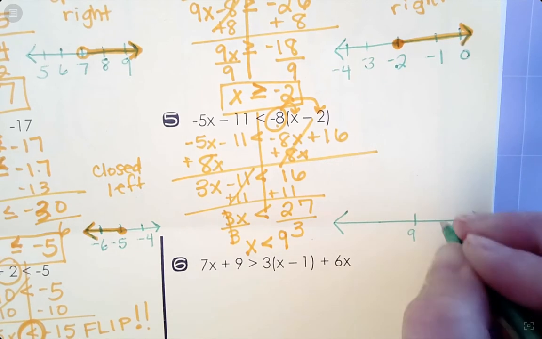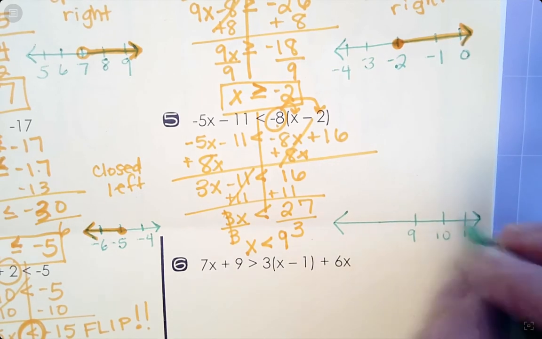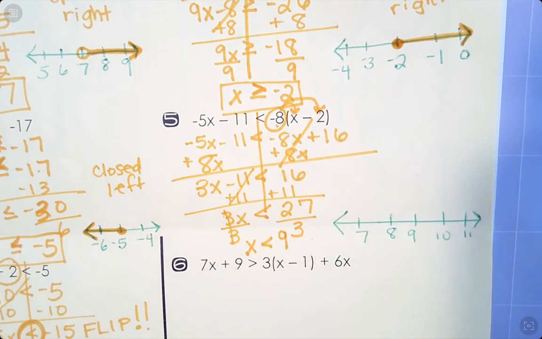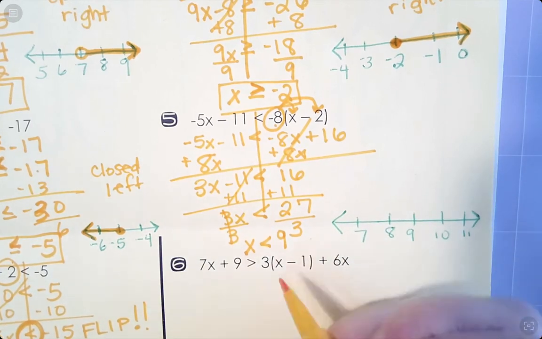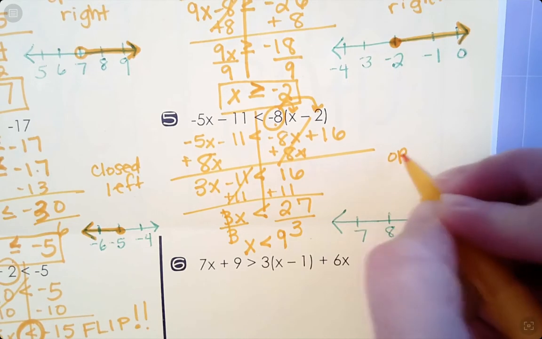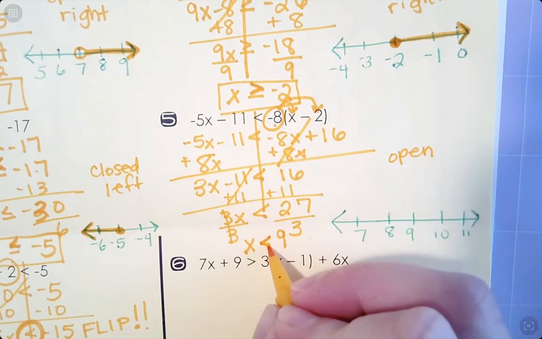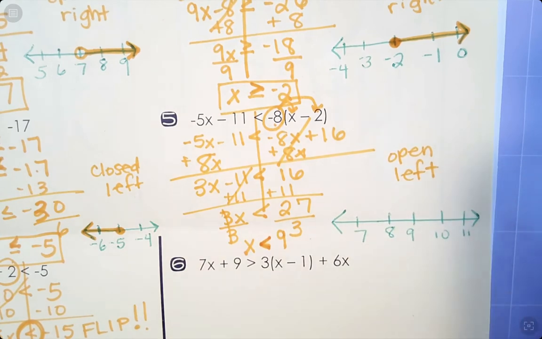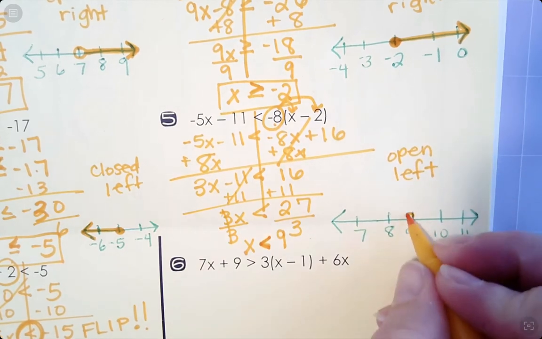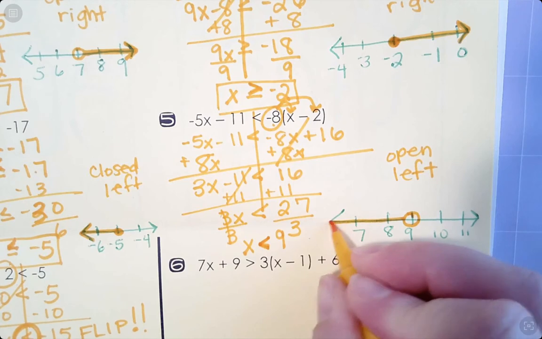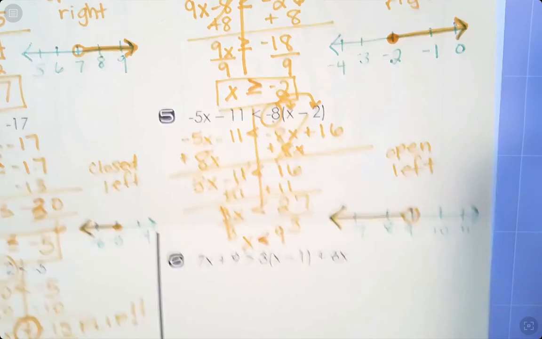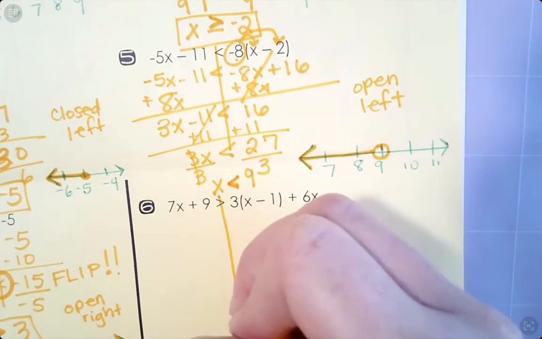So 9, if it gets bigger, it's 10, 11. If it gets smaller, 8, 7. So it will be an open circle because it's not or equal to. And this is a less than, so it's going left. So open circle going left. So let's do the last one.